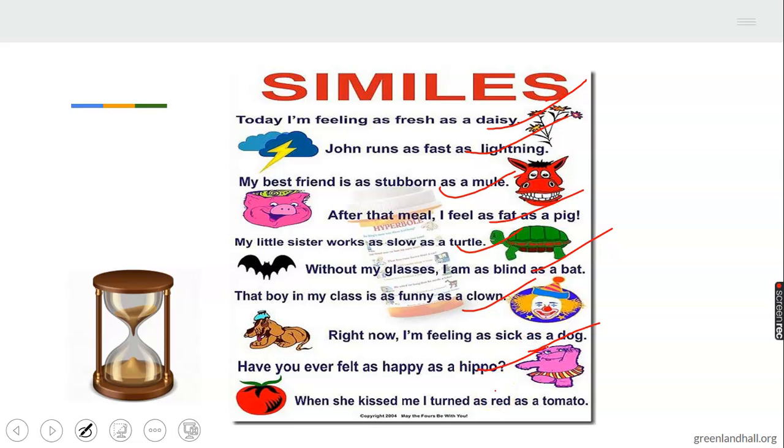When she kissed me, I turned as red as a tomato. Though we black people, we don't turn red. I hope you know, it's only white people that turn red or pink. Our own skin does not permit us to turn red. But when you are comparing, you use things, white people can say this: I turned as red as a tomato. But we black, we cannot turn red. So when you are comparing, you use things that are real.